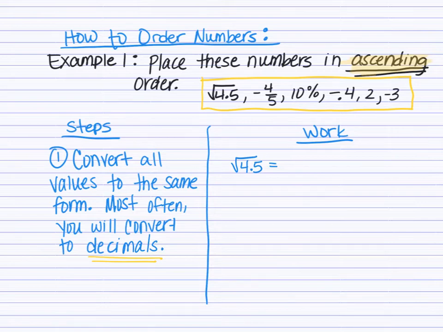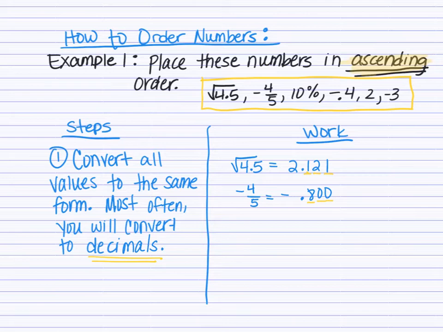You get a decimal value of about 2.121. So I'm going to go ahead and use 3 decimal places. My next number that I have on my list is -4/5, which is -0.8, and I'm going to go ahead and add those extra decimal places so that all of my numbers have 3 decimal places, 3 place values after the decimal.